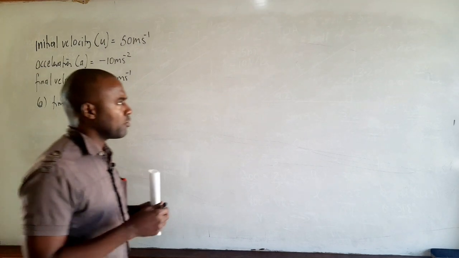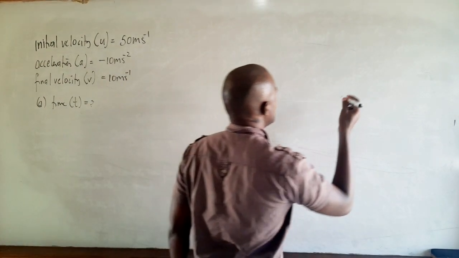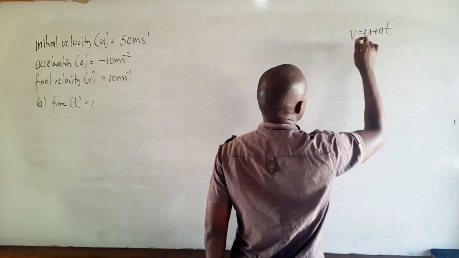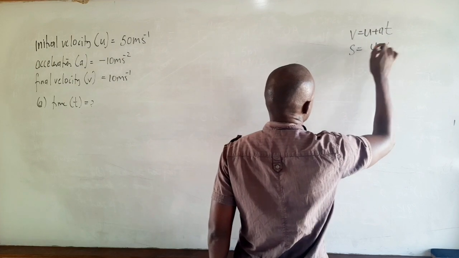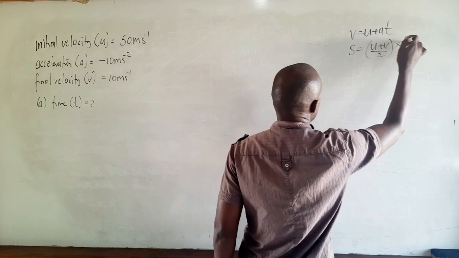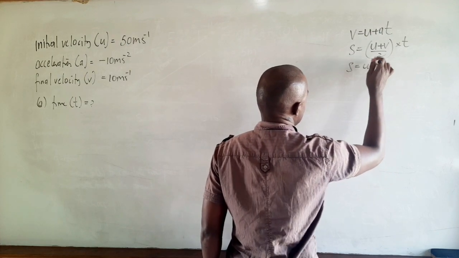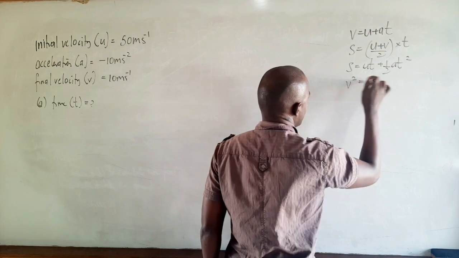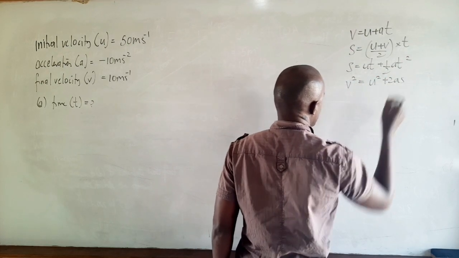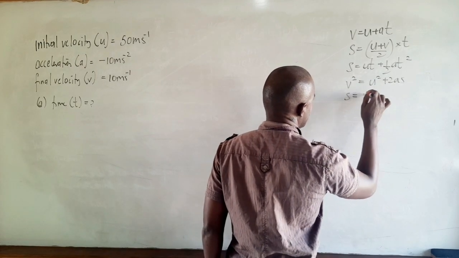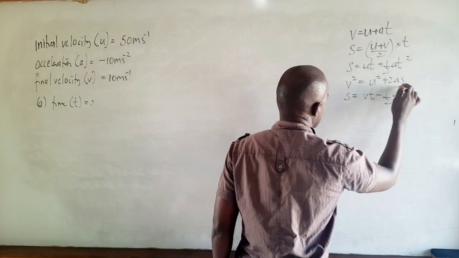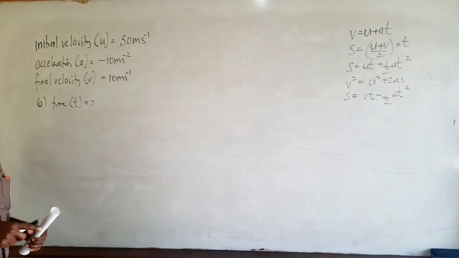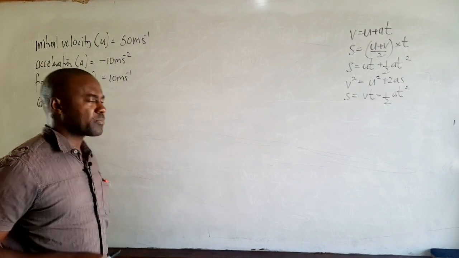Now, I will just drop down the equations of motion. So for the equations of motion, we have V equals U plus AT, we have S equals U plus V over 2 times T. We also have S equals UT plus a half AT squared. We have V squared equals U squared plus 2AS. And lastly, we have S equals VT minus a half AT squared. Right?